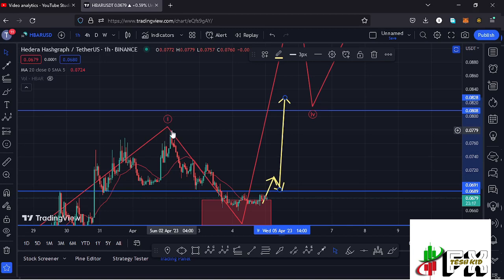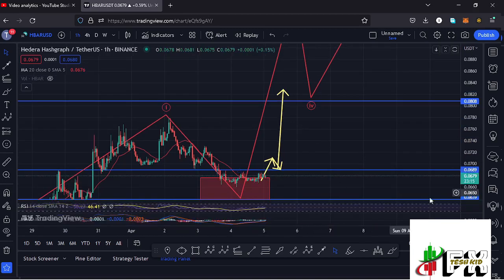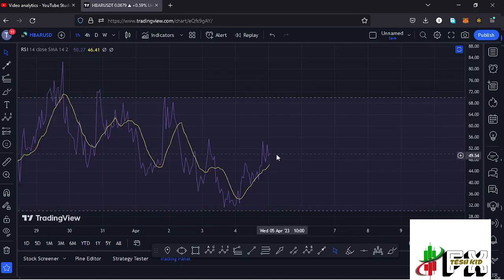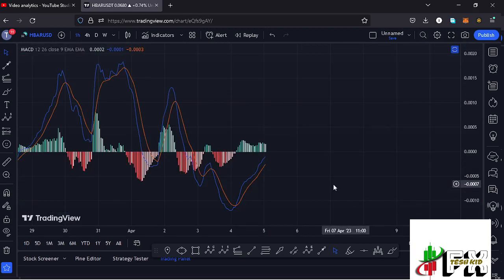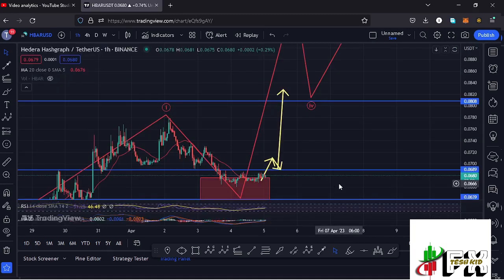And also taking a look at the indicators, here on the RSI we are trading at around the 50 mark, meaning we have massive room to fully support higher prices. Also taking a look at the MACD, we have been able to print a bullish cross, fully supporting higher prices. So let's be patient and see how that plays out, and I'll be keeping you updated.